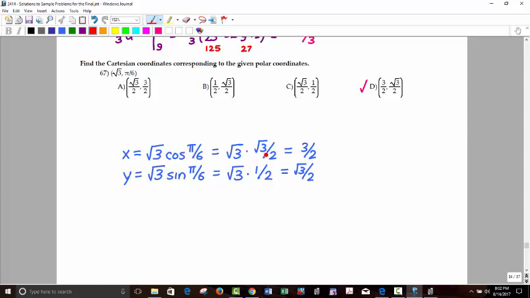So cosine of pi over 6 is square root of 3 over 2. So square root of 3 times square root of 3 over 2 is 3 over 2. And then sine of pi over 6 is 1/2. So you multiply those together, you get square root of 3 over 2. And it will be answer D. The Cartesian coordinate would be 3/2, comma, square root of 3 over 2.